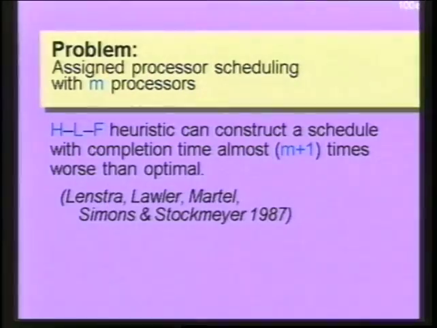However, we do have a fairly negative result, actually a strongly negative result, on highest level first for the following problem. We have the assigned processor scheduling problem with M processors. For that problem, we know that the highest level first heuristic can construct a schedule with a completion time that is almost M plus 1 times worse than optimal.